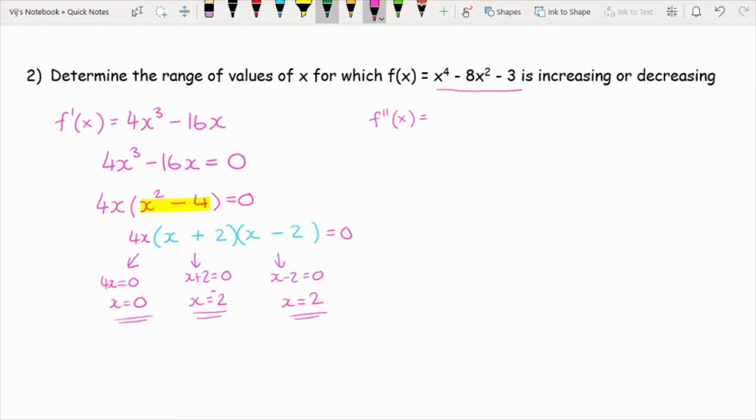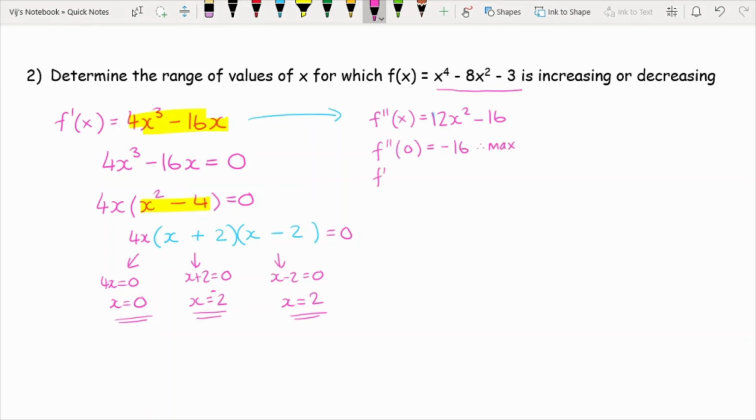which in this case, and again if I look at this is my f dash of x, so differentiating this is going to give me 12x squared minus 16. So when I substitute f dash dash of 0, then that's going to equal minus 16, which is therefore going to be a maximum.